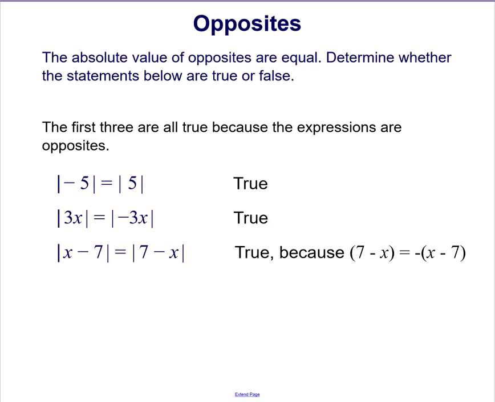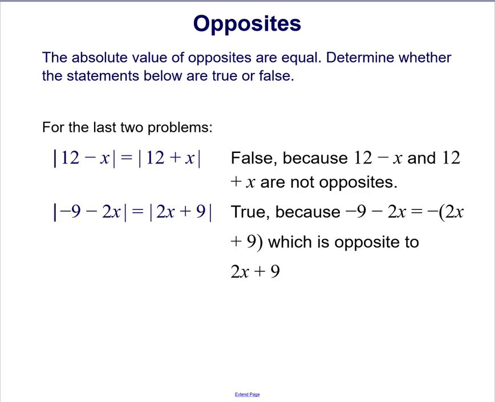This may be a little trickier to observe, but x minus 7 and 7 minus x are opposites because if I factor out a negative, 7 minus x is equal to the opposite of x minus 7. So this is a true statement.